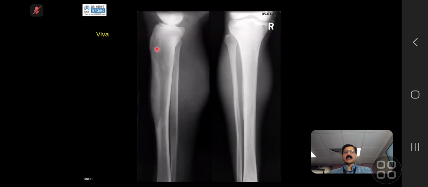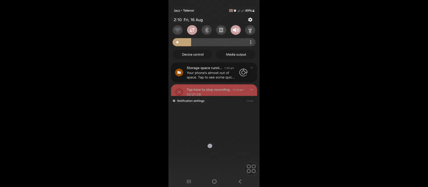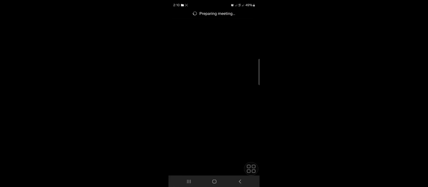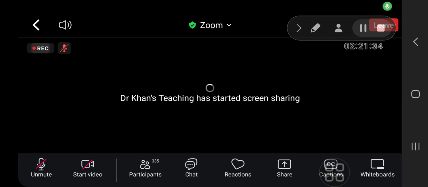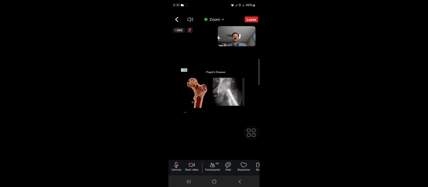Now, in this particular case, if you see a coarse trabecular pattern and a bit of increase in thickness, coarse trabecular pattern, within that, if you see a lucency, don't get confused, because everything goes together, you know, the mixed phase.